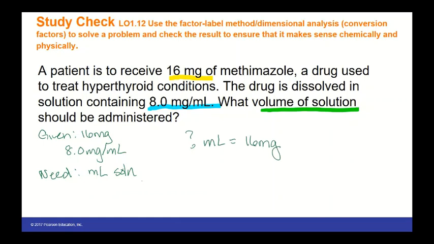16 milligrams, we start with what we're given, times 1 milliliter per 8 milligrams. Notice that we switched the conversion unit upside down so that milliliters are on top, milligrams are on the bottom. And what's your answer? 2 milliliters.